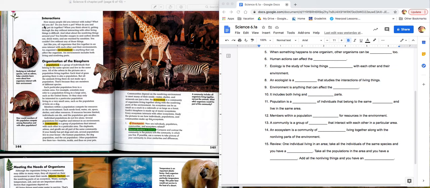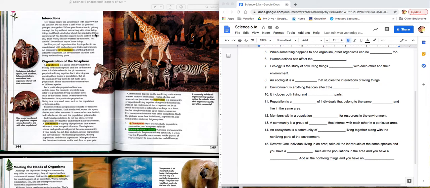The number might be down lower than normal because of COVID, but we still are going to realize we interact with people. Do you have a pet? What do you and your pet do together? When you think about it, getting through your day without interacting with other living things is difficult.